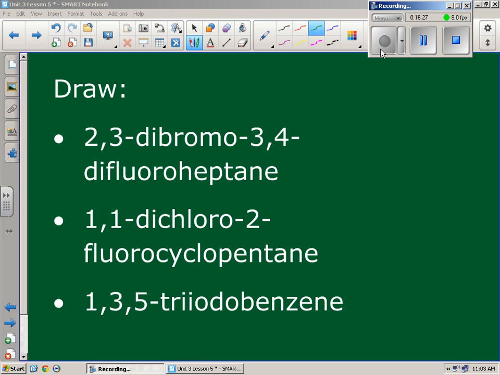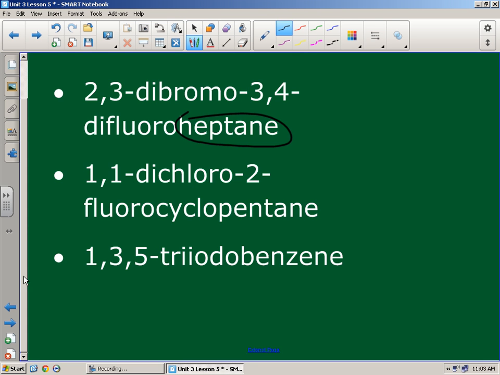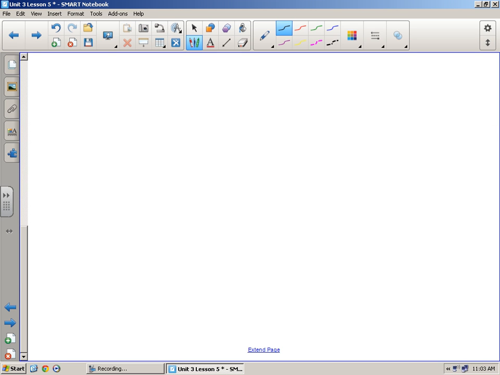Yeah, it's still got to be alphabetical. So here's where we're going to start. We got heptane, so let's do 7 carbons. Let's do it down here somewhere. 7 carbons.